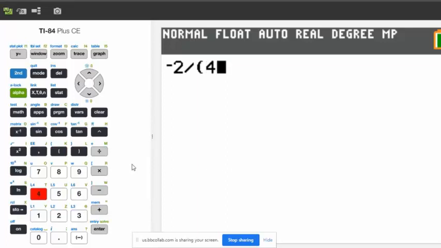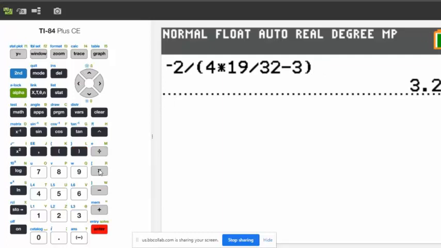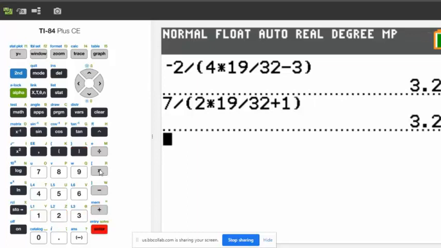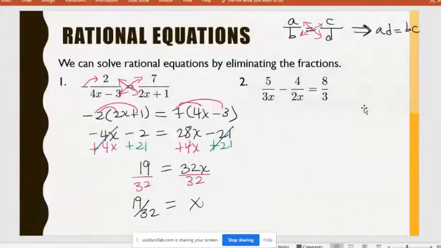4 times whatever your outcome was, because it was 4x, but we found x to be 19 over 32. Okay. 19 32nds minus 3. Close. Okay, so now that will give us the value of the left-hand side of the equation, 3.2, if x is truly 19 32nds. But we also need to make sure it matches the right-hand side. So 7 over 2 times x, 19 32nds, plus 1. Okay, 3.2. Our answer is correct. Okay, well, let's try another one.